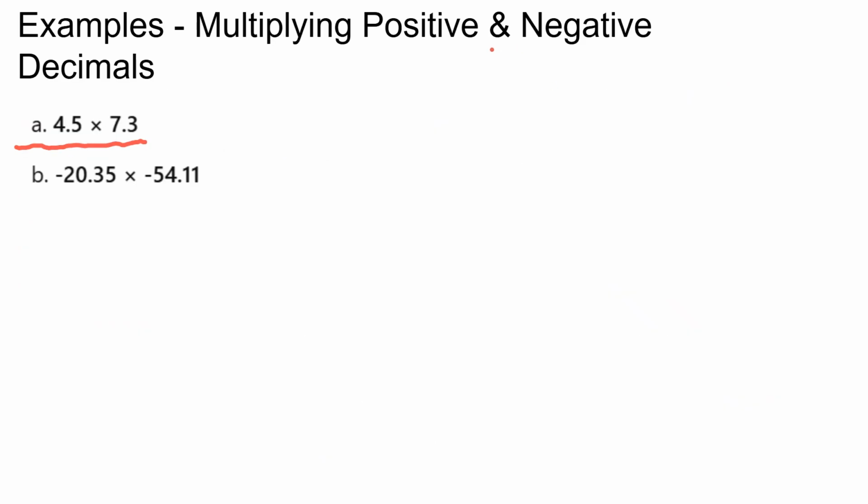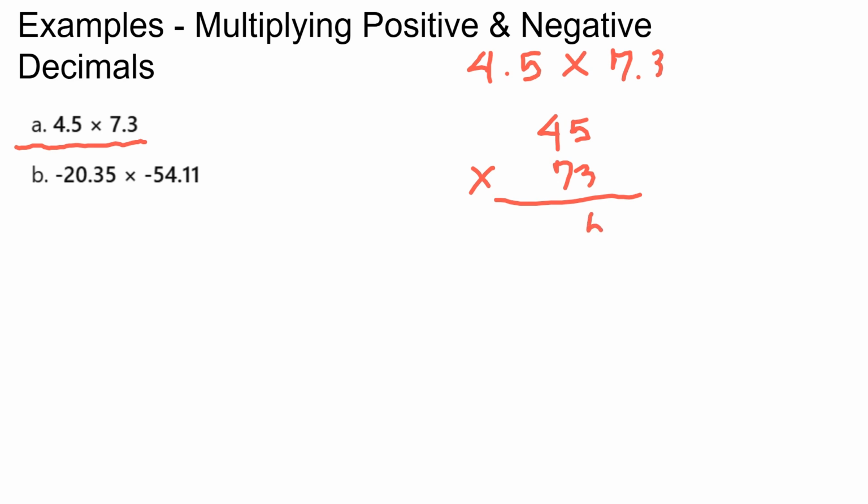Okay, so 4.5 times 7.3. First step, ignore the decimal points and multiply as a whole number. So this will be 45, we have just ignored the decimal point, and 73. Now we multiply. So what is 3 times 5? 3 times 5 would give us 15.